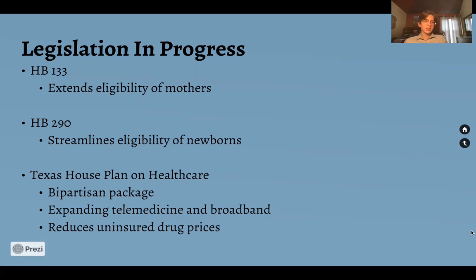And something that was interesting that arose this current session was the Texas House Plan on Healthcare. This was basically a bipartisan package of bills introduced by the Speaker of the House and some other members looking at tackling the issue of healthcare within our state. So on top of the 2 previous bills that I mentioned, it also includes some looking at expanding telemedicine. This is a really popular topic in light of COVID this past year, and also just a great way of reaching rural communities who don't necessarily have the proper infrastructure. They're also looking at reducing drug prices for those who are uninsured, because as we saw, we do have a really high percentage of our population who is uninsured.